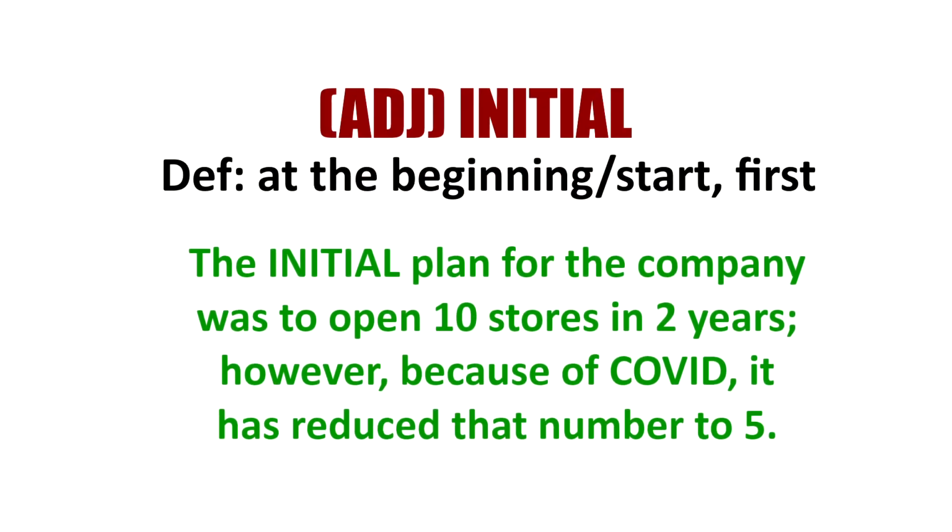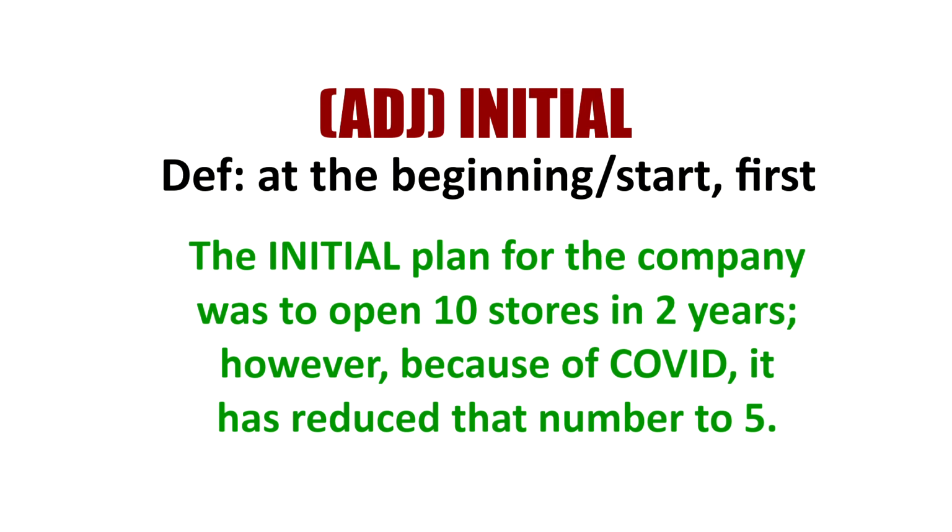All right, let's look at the last word, which is initial. This is an adjective that describes something that existed at the start or the beginning. Okay, but it's often changed. Here's an example. The initial plan for the company was to open 10 stores in 2 years. So that was their sort of first plan. However, because of COVID, they have reduced that number to 5.